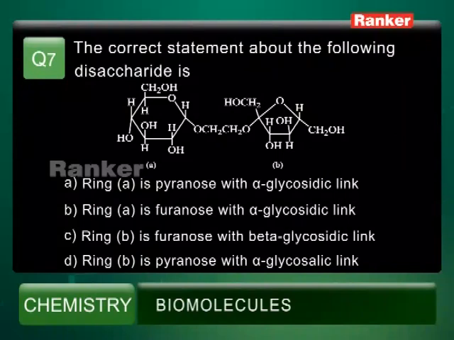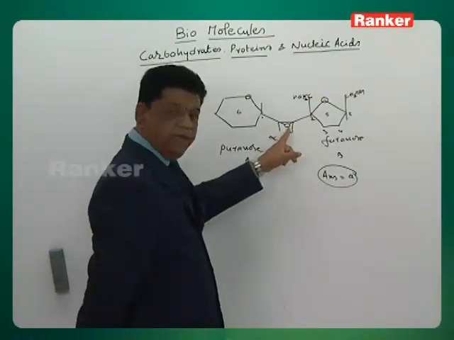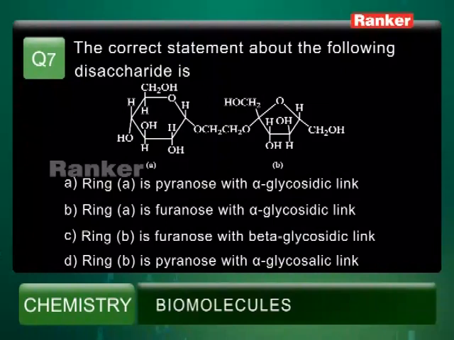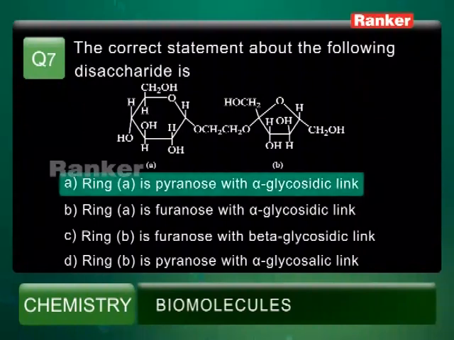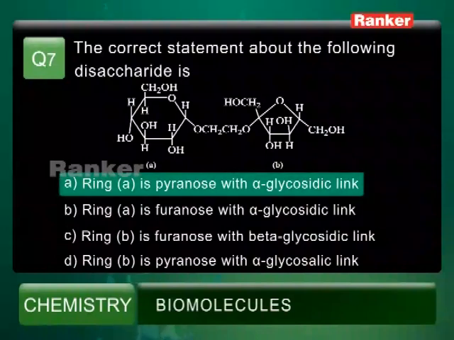Option C says ring B is furanose, but beta means the upper OH is linked. What is happening here is an alpha linkage. So, therefore, option C is wrong. Ring B is pyranose, ring B is not at all pyranose. So, therefore, this is also wrong. So, therefore, option A will be absolutely right, having a pyranose ring connected through the alpha type of linkage. So, answer A will be the right answer.